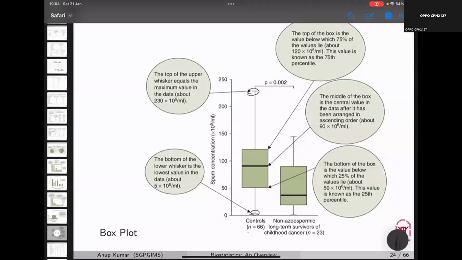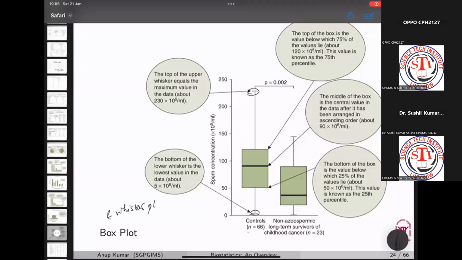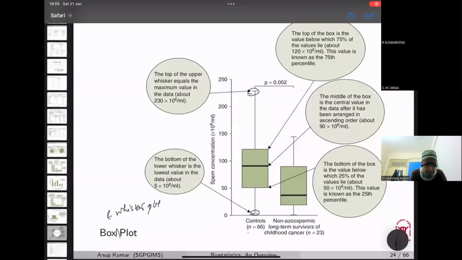So sometimes this is also termed a box and whisker plot. Okay, here I have written box plot, but this is the box and this is the whisker. Now the top of this box represents the 75th percentile. It means 25% of the people have got values more than this value. Okay, more than 120 into 10 to the power 6 ml. So 25% of the people in this group have got values more than 120. Similarly, this is called the first quartile, and 25% of the people have got values less than 50.